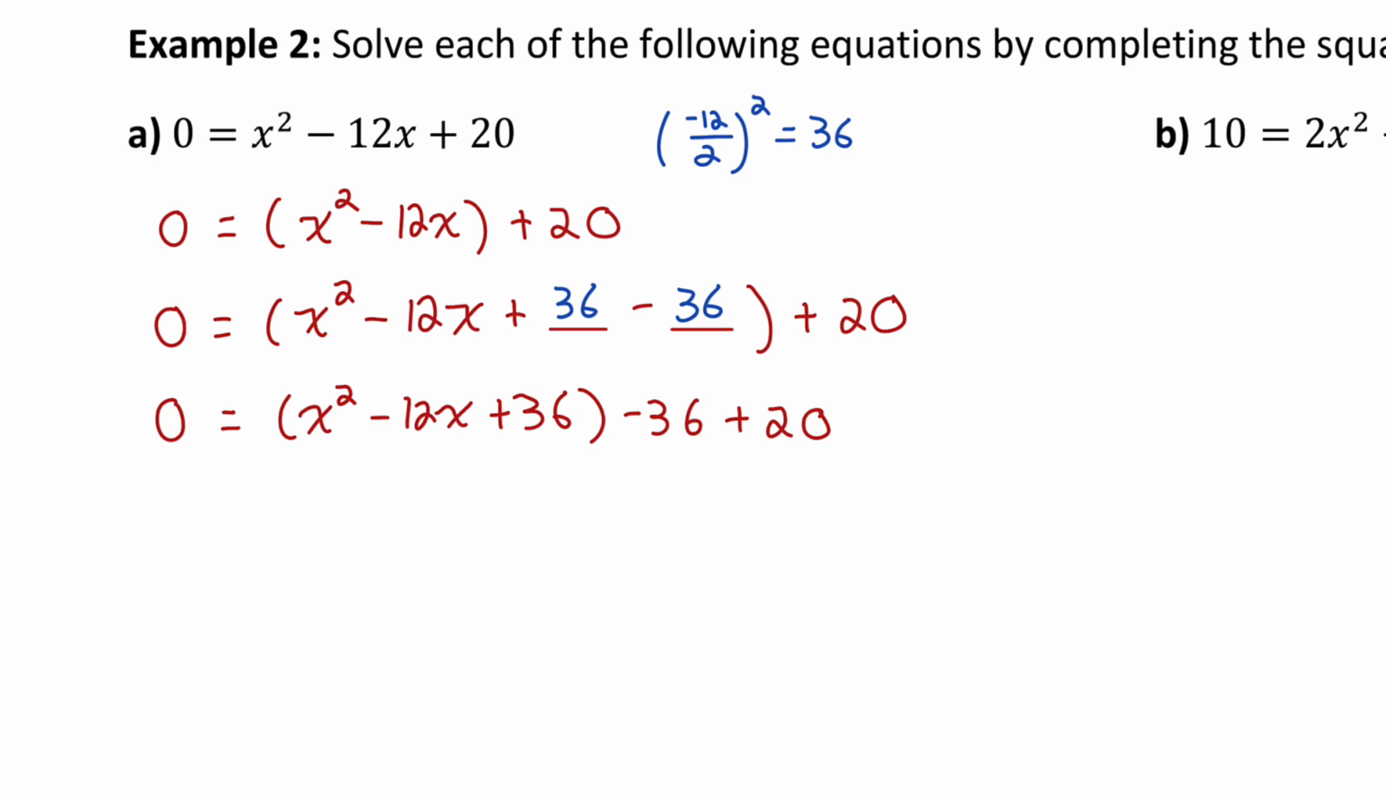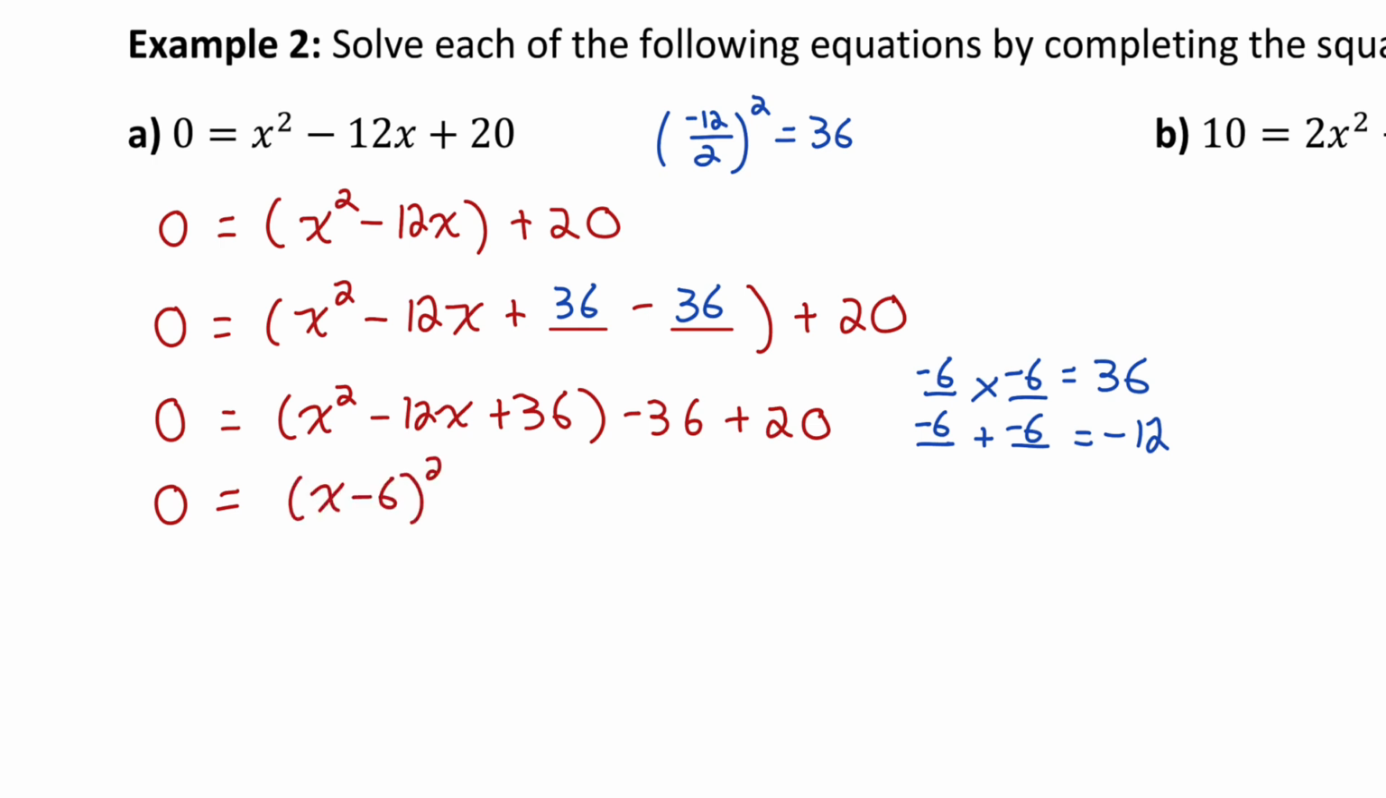Let's check. What are the numbers that multiply to 36 and add to negative 12? The numbers that work are negative 6 and negative 6. Good, it's the same number twice, which means that quadratic would factor to x minus 6 times another x minus 6, which we'll just write as x minus 6 squared. And then collecting my constants together, negative 36 plus 20 is negative 16.